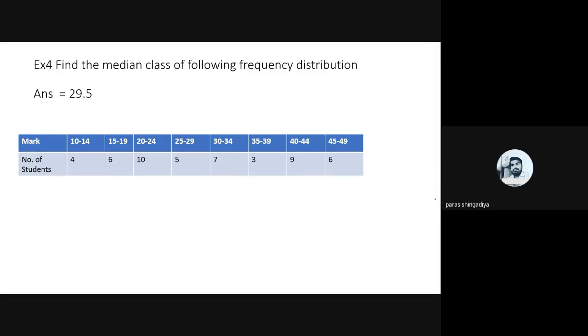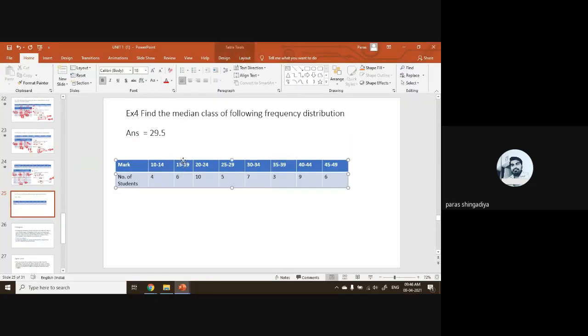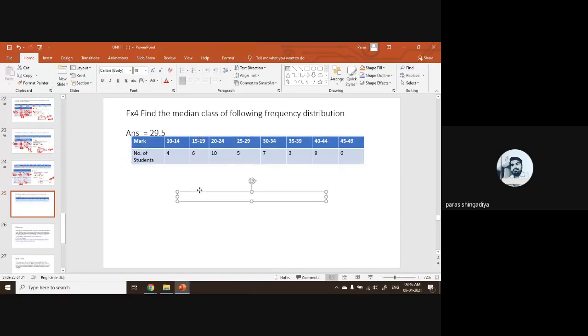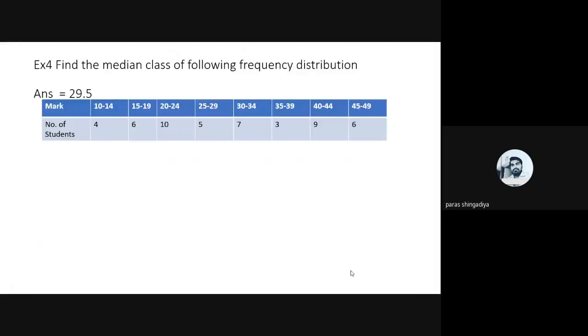The data is 10 to 14, 15 to 19, 20 to 24, 25 to 29, 30 to 34, 35 to 39, 40 to 44, and 45 to 49. Okay, we can use this formula for a continuous distribution of frequency. And here it is not a continuous distribution.